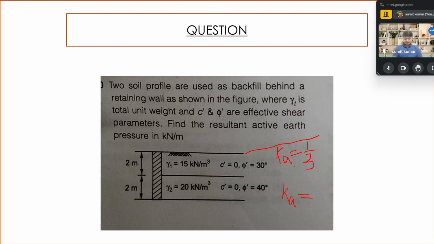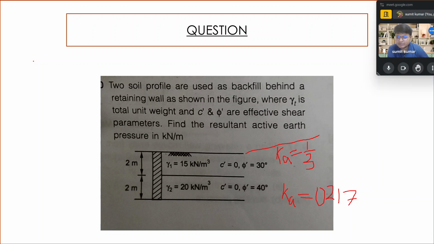Okay, what I get is 0.217, 0.217. Okay, right? Now we are interested in getting the value like this. You see, first of all, the first 2 meter is there, then the second 2 meter is there.